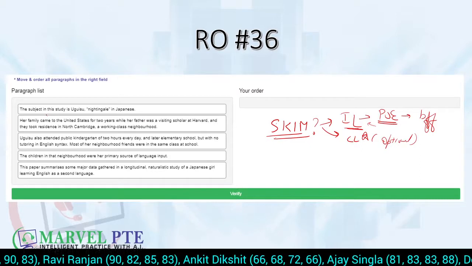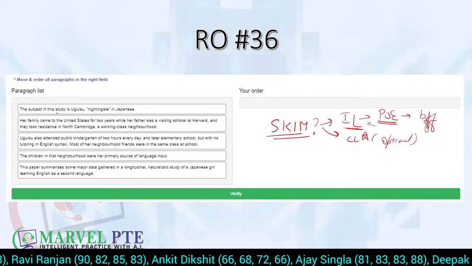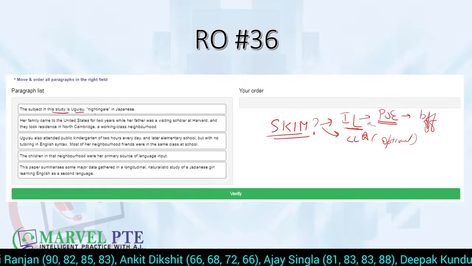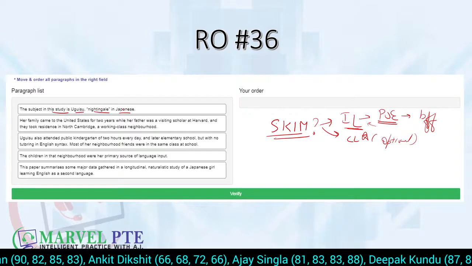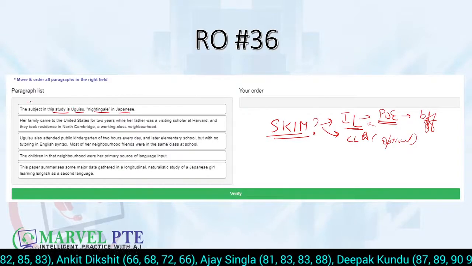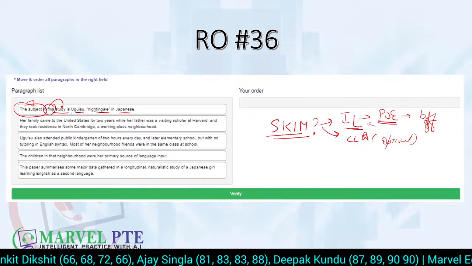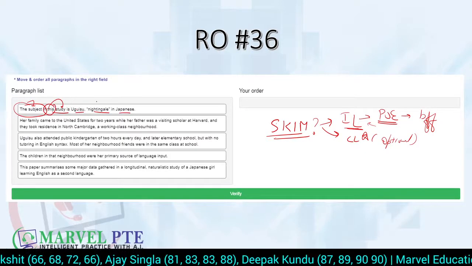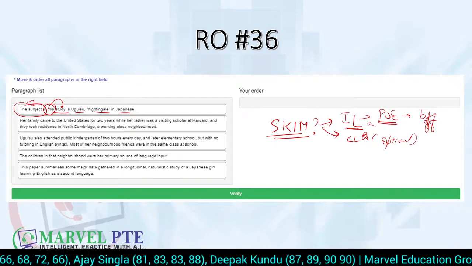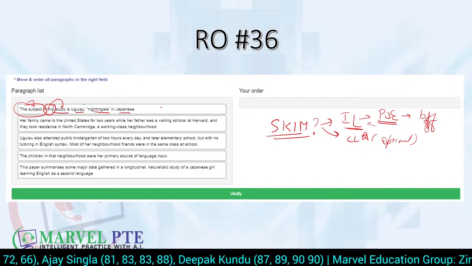So let's get started. The subject in this study is Yugisu, Nightingale in Japanese. Okay, तो यहाँ पे कैसे बात हो रही है? जो the subject है, okay, in this study. अब this तो pronoun है, right? Is it being an independent line? Yes, लग भी रही है, नहीं भी लग रही है.